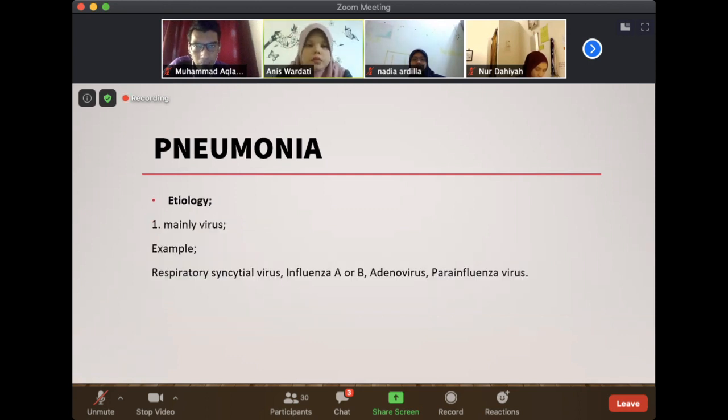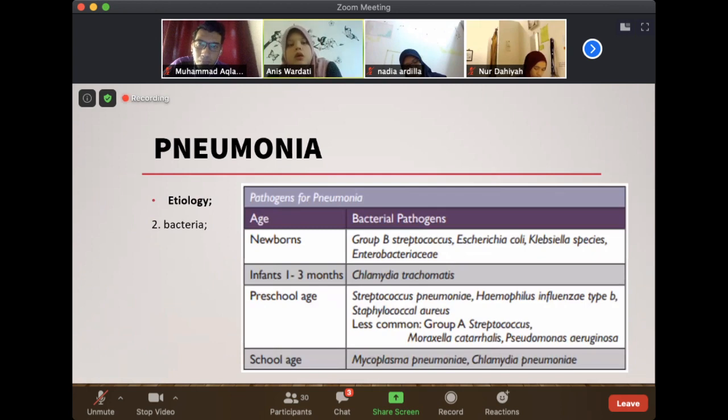For the etiology, mainly it's viral, especially in younger children, for example respiratory viruses, but for older children, usually it's bacterial in origin. And this is divided according to age. For school-going children, the common organisms are the usual etiological organisms, for example mycoplasma and pneumococcus.